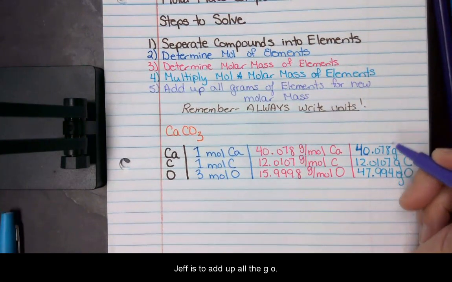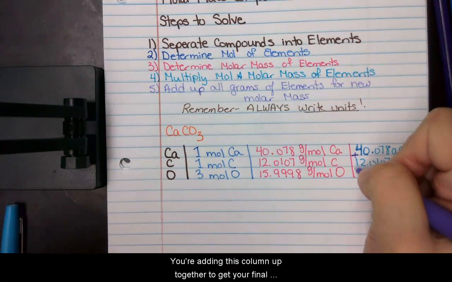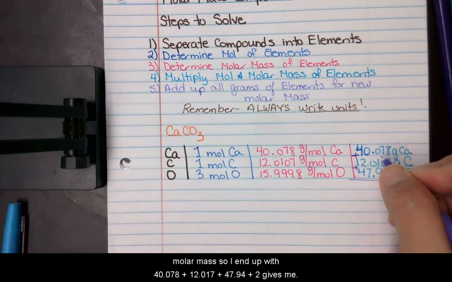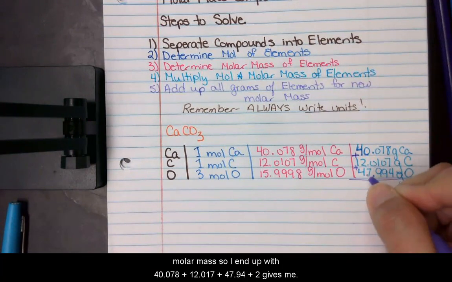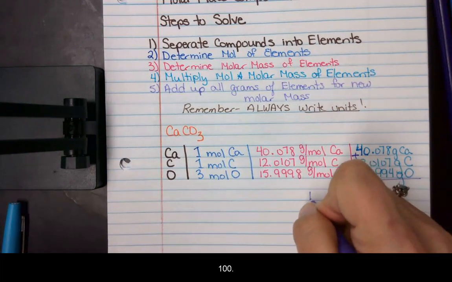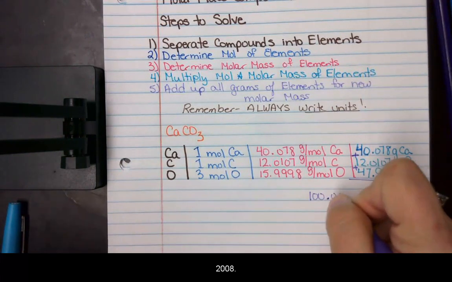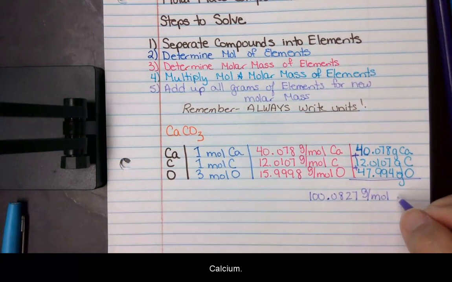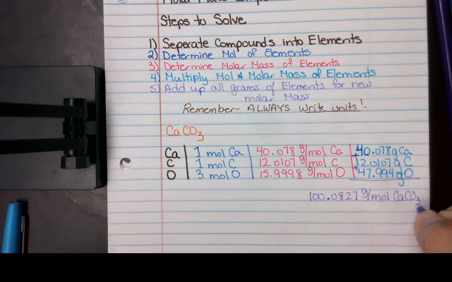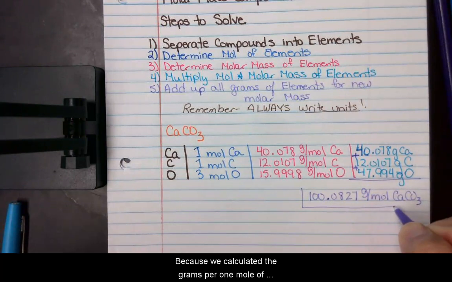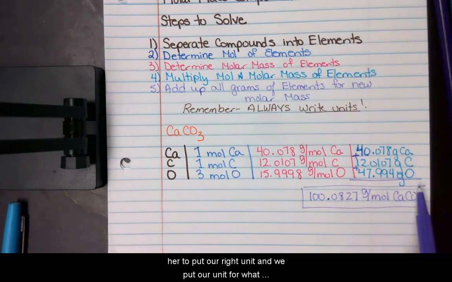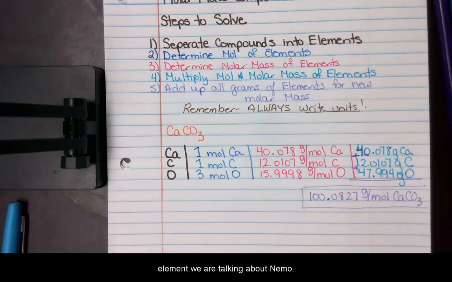The last step is to add up all the grams. So you're adding this column up together to get your final molar mass. So I end up with 40.078 plus 12.0107 plus 47.994, and it gives me 100.0827 grams per mole calcium carbonate, because we calculated the grams per 1 mole of calcium carbonate, and this is our new answer. And we box our answer, remember to put our right units, and we put our units for what element we are talking about to be most correct.